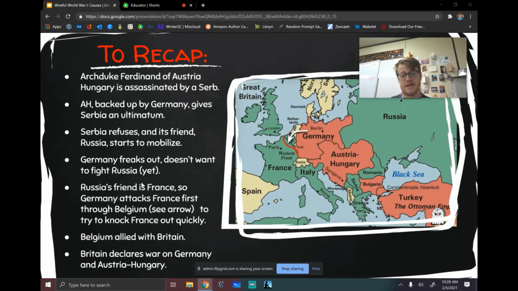That's the plan. And the way that Germany does this is they kind of arc their way down through Belgium, which is right here, into France. Problem though, Belgium has signed a treaty with Britain, and that's going to bring Britain into the war on the side of France and Russia. And so now we have our Triple Entente.